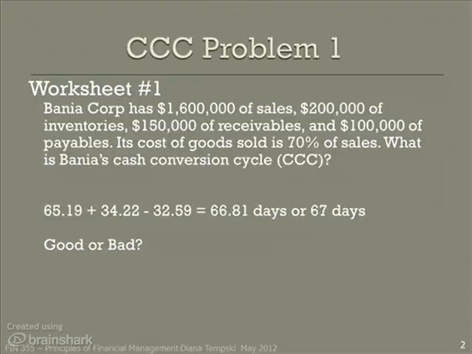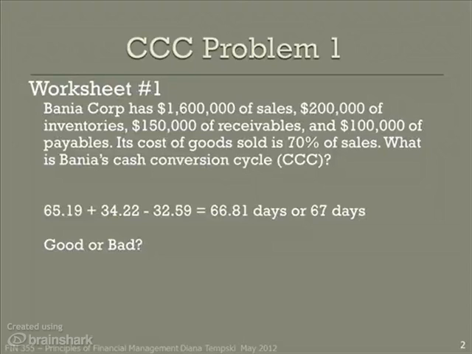So let's look at our first problem here on your worksheet, problem number 1. We have Banya Corporation that has $1.6 million in sales, $200,000 in inventories, $150,000 in receivables, and $100,000 in payables. Their cost of goods sold can be found by multiplying 70% times the sales figure. What's this firm's cash conversion cycle? It's just plunking it into the equation that I just gave you.